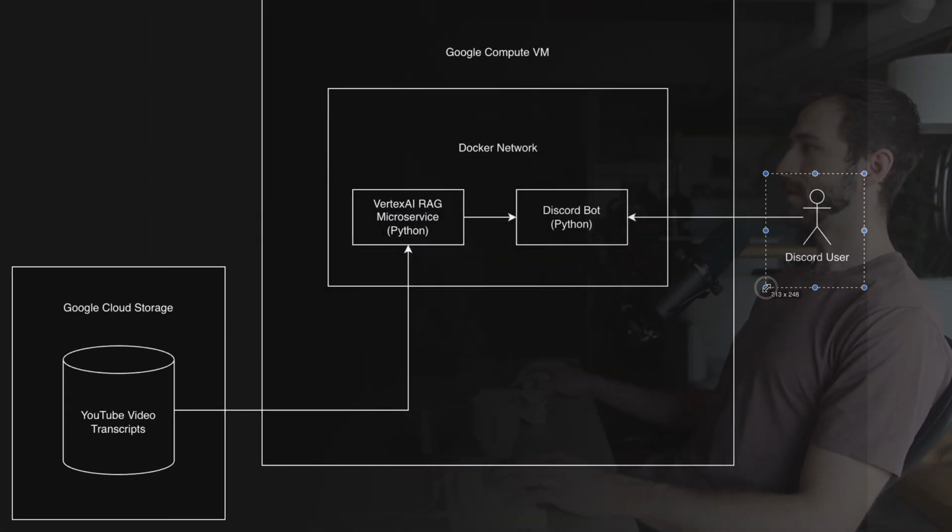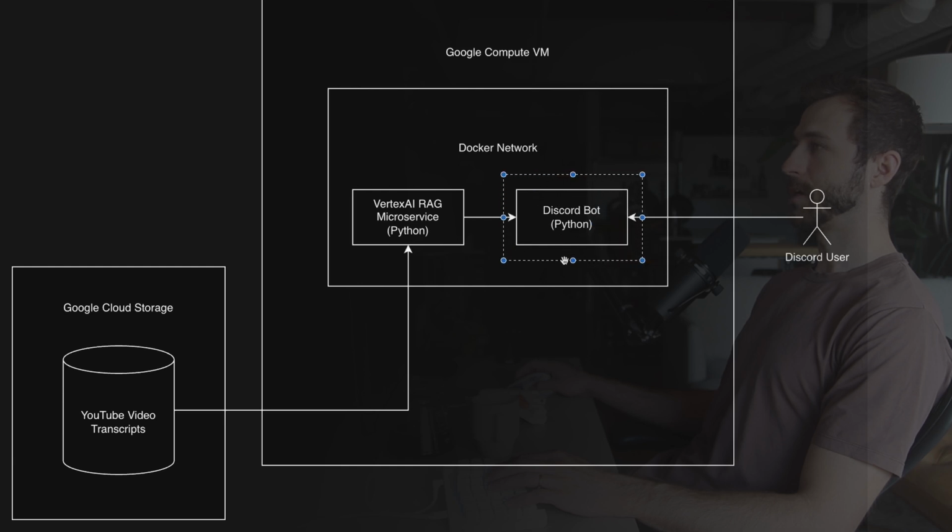So when the Discord user asks a question, that will get handled by the Discord bot, which is running on this Google Compute VM. And this Discord bot is going to have access to a RAG AI microservice, which we're going to deploy today, and it's going to access that over a Docker network. So I'll show you how that works.